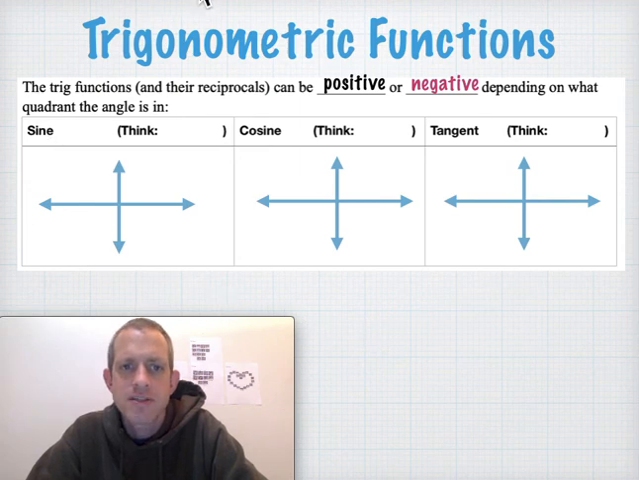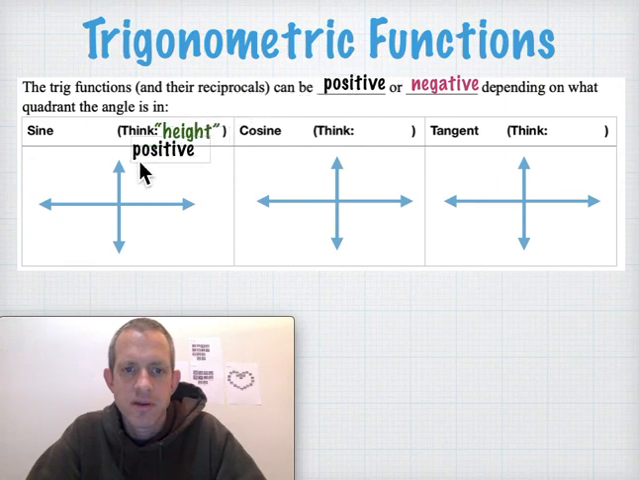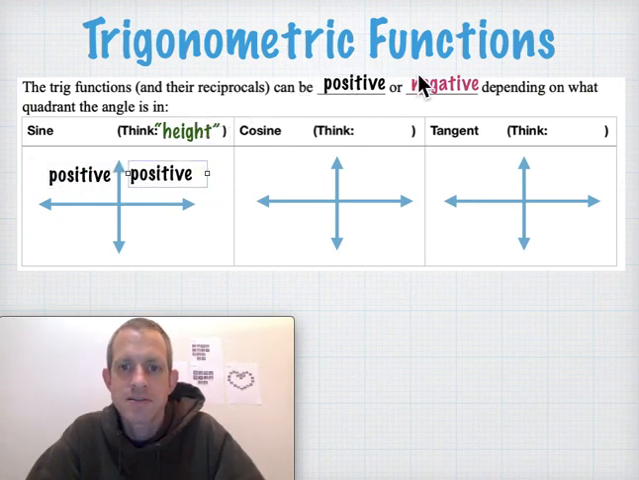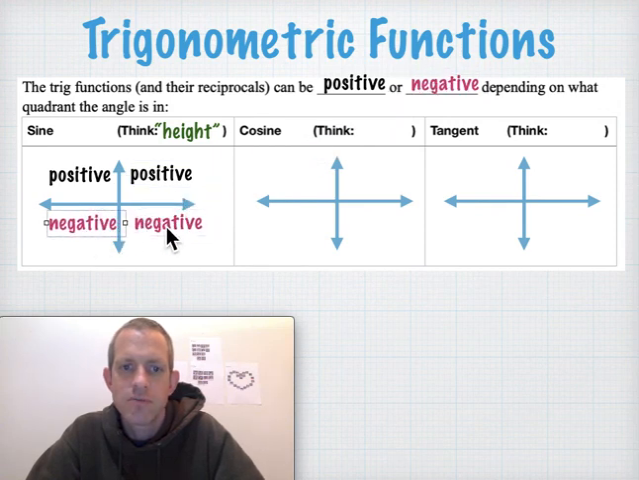So when we're thinking sines, remember I want you to kind of think about heights. And so the heights are going to be positive in quadrants 1 and 2 because you're above the x-axis, and they're going to be negative in quadrants 3 and 4 because you're below the x-axis.